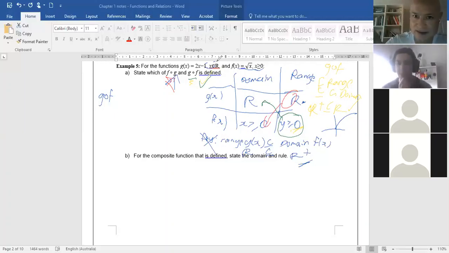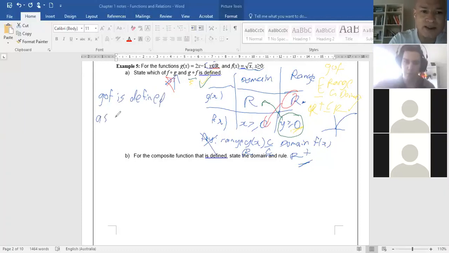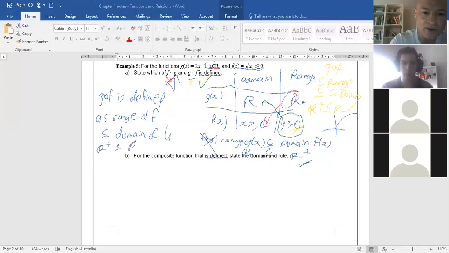Yes, I get it now, because reals positive and reals negative are both subsets of reals. Right. And you can't end because reals can't be in reals positive, because reals positive is half of reals. That's right. So GoF is defined as the range of F is a subset of the domain of G. And we could write range of F being reals positive is a subset of reals.